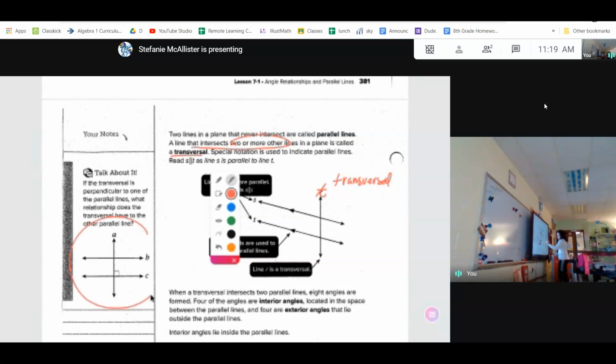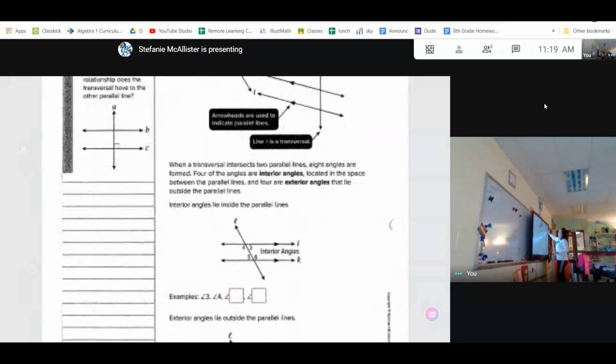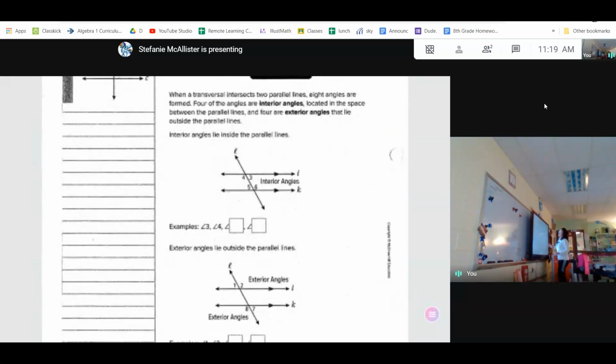So look at this case here. Here's our perpendicular line, and the transversal right here. So 1, 2, 3, 4, 5, 6, 7, 8. Four angles are made, so it's all perpendicular here. Now, when the transversal intersects the parallel lines, you'll have a set of angles.